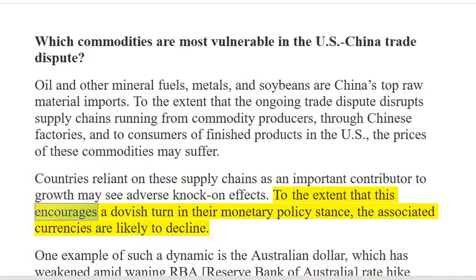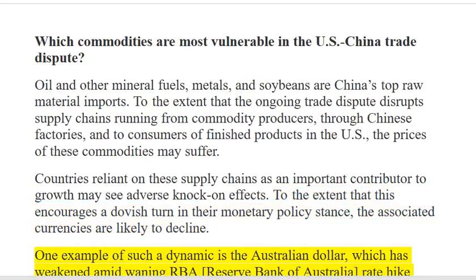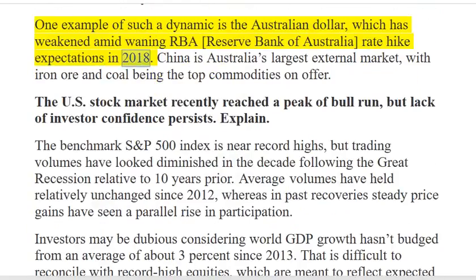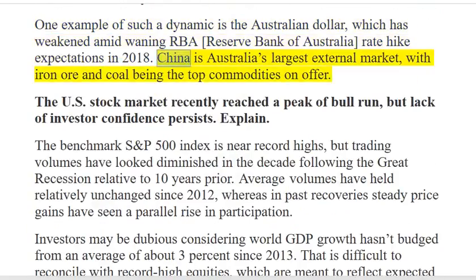To the extent that this encourages a divergence in their monetary policy stance, the associated currencies are likely to decline. One example of such a dynamic is the Australian dollar, which has weakened amid waning RBA (Reserve Bank of Australia) rate hike expectations. In 2018, China is Australia's largest external market, with iron ore and coal being the top commodities on offer.